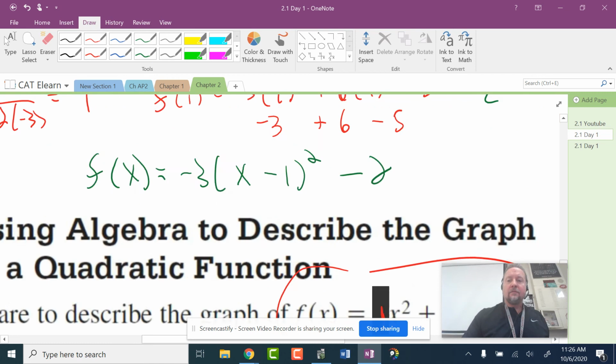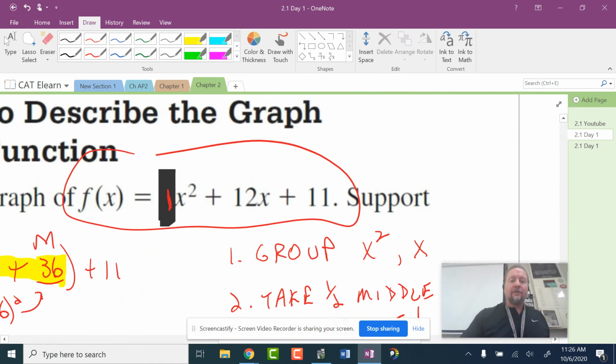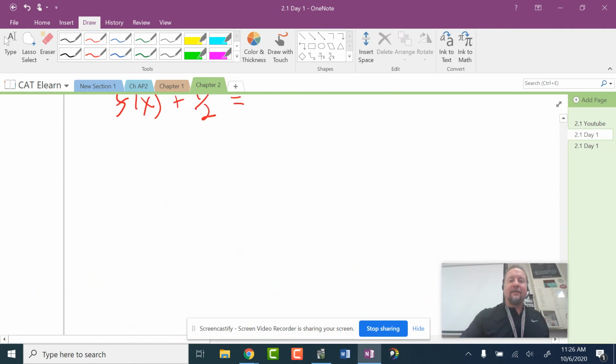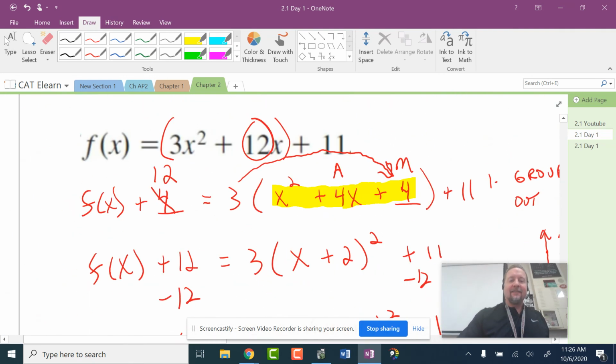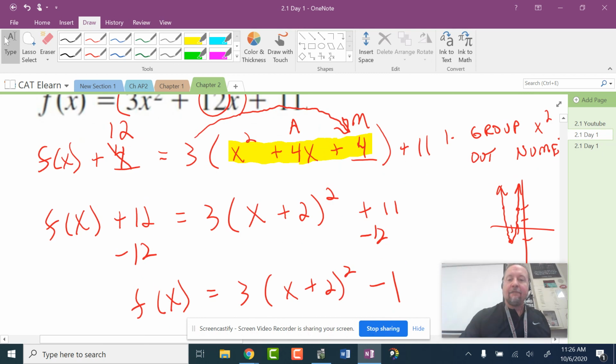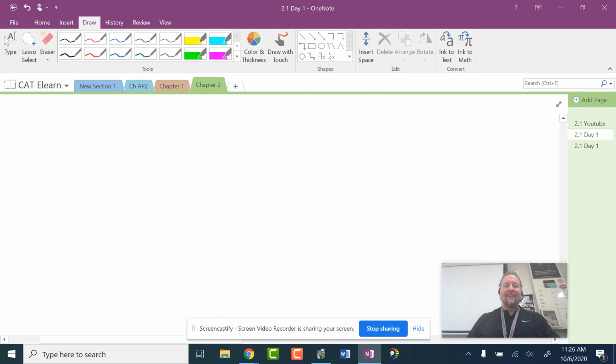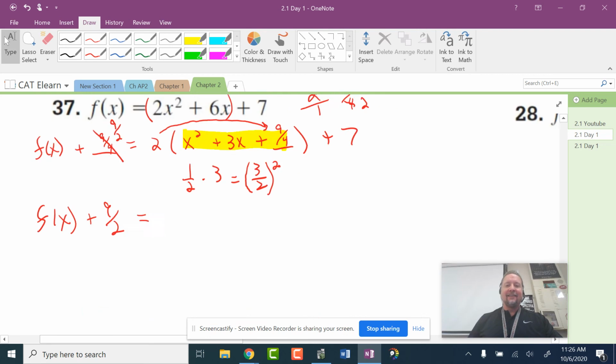Where's the other one? Where is it? Where am I going? What happened? Where is it? There it is. Half of 4 is 2. 2 squared is 4. I wonder if that's a pattern. And it most certainly is.